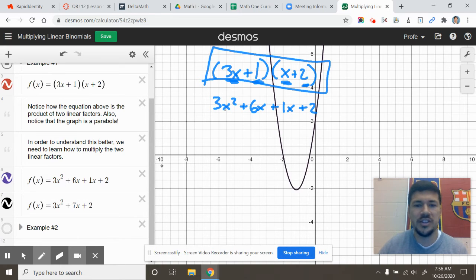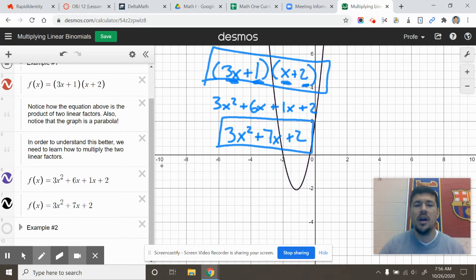Now I can see a quadratic component. As soon as I multiplied 3x times x, I got 3x squared, because x times x is x squared. The last thing I'm going to do is combine my like terms. So this results in the graph of 3x squared plus 7x plus 2. Now that looks a little bit more like ax squared plus bx plus c, which is the form for quadratics. So that's how we took two linear factors and multiplied them to get a quadratic.